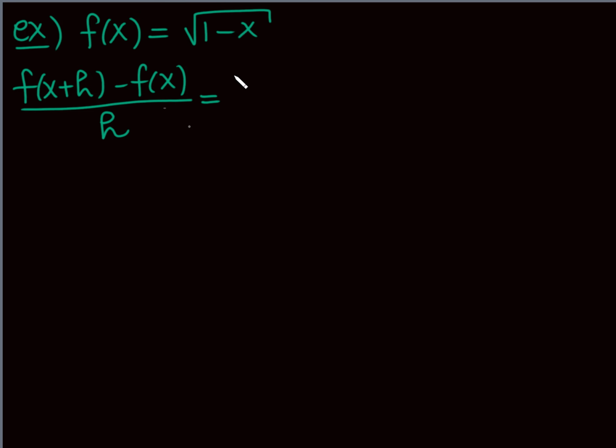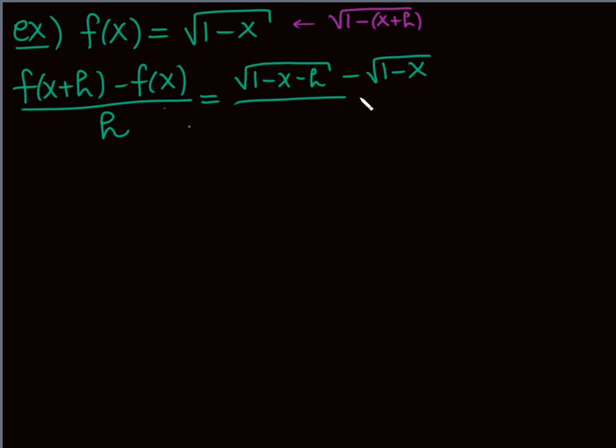Again, what am I going to do? I'm going to do a little bit of side work here, but f of x plus h, that'd be the square root of 1 minus parentheses x plus h. I'm subtracting more than one term, so I'm going to go ahead and write that as 1 minus x minus h. Take that negative through, minus the square root of 1 minus x, all over h.